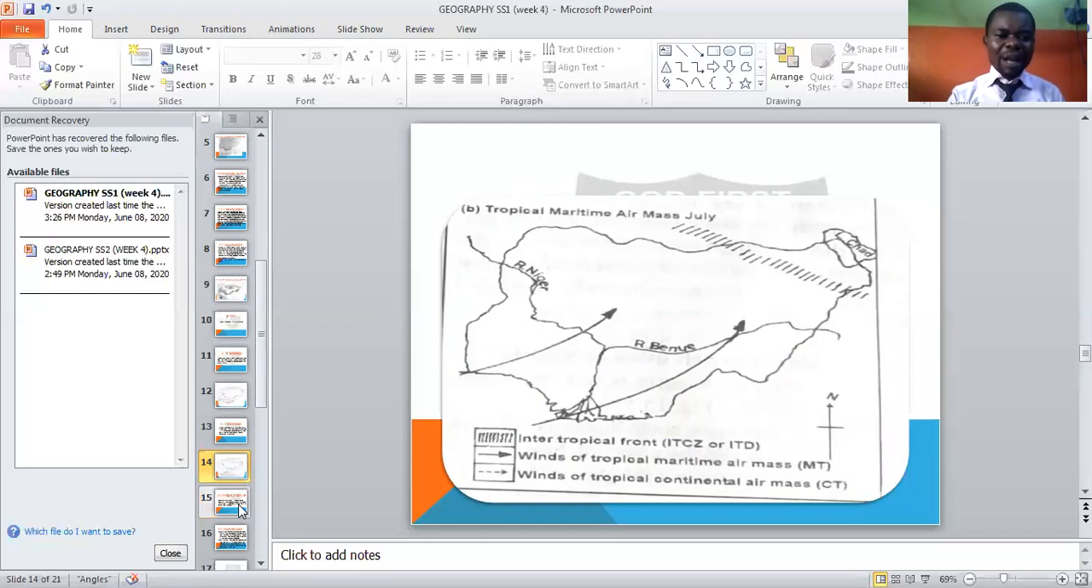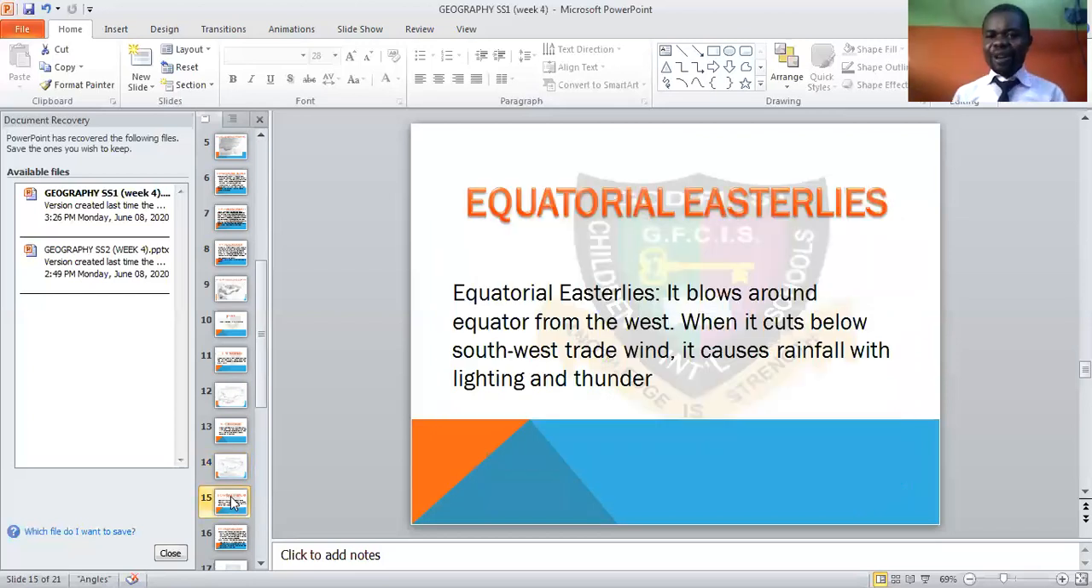Then we also need to look at the other one, equatorial easterlies. This one blows around the equator from the west. When it cuts below the southwest trade wind, when it goes above it, it causes rainfall with lightning and thunder. This one is the last one that you need to look at for the day.